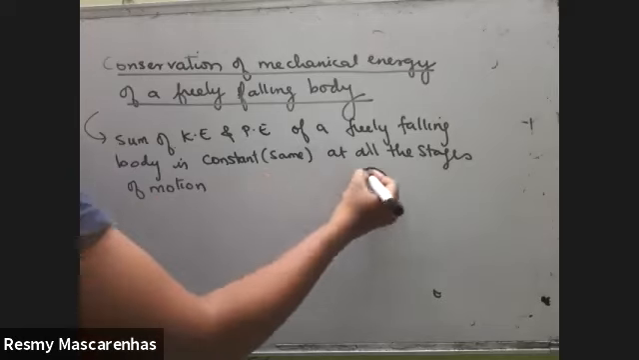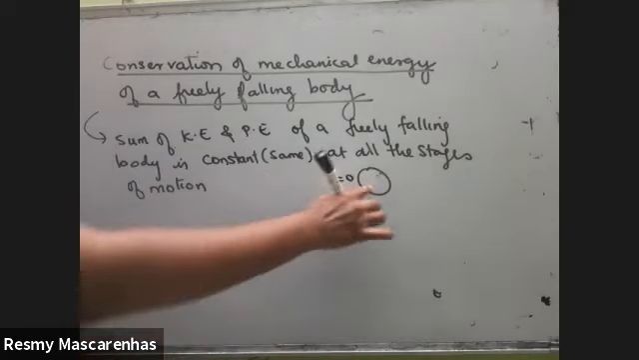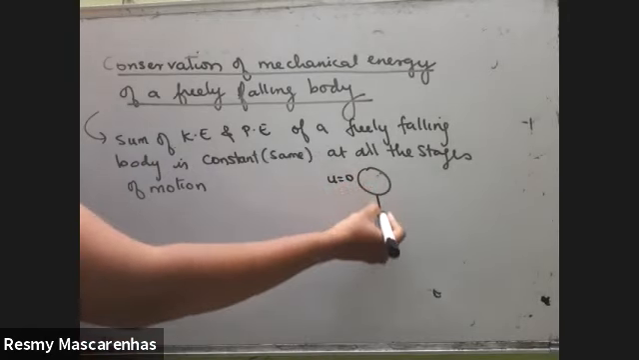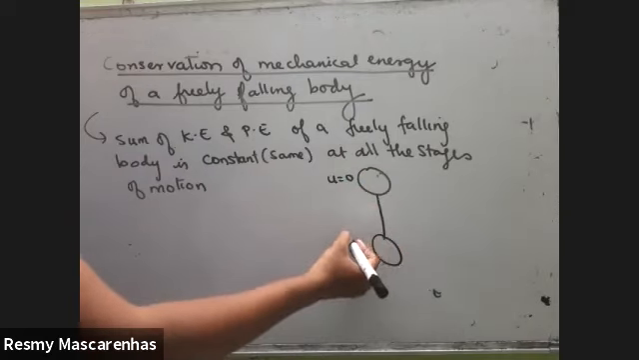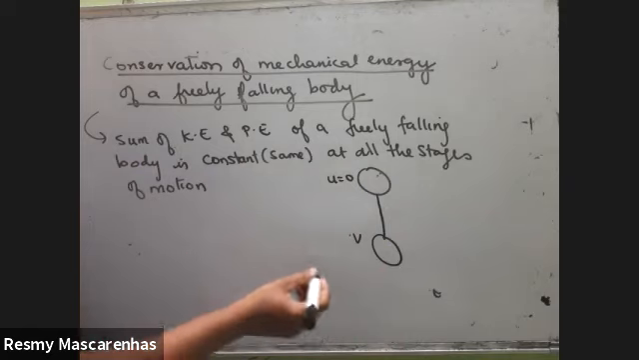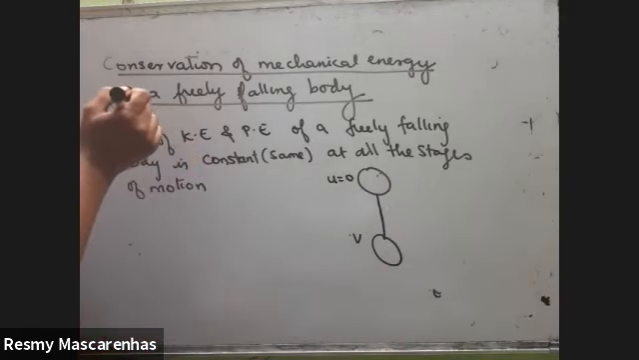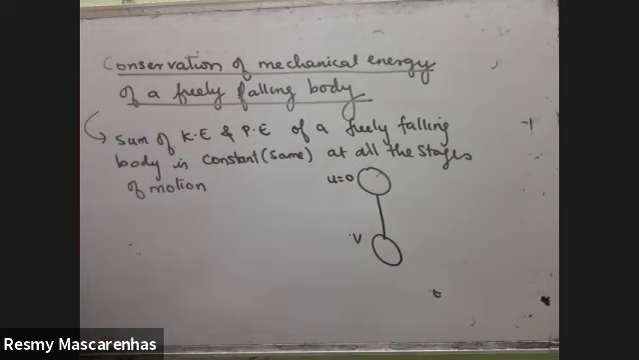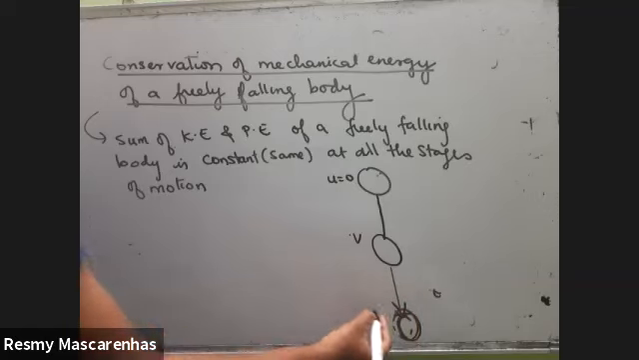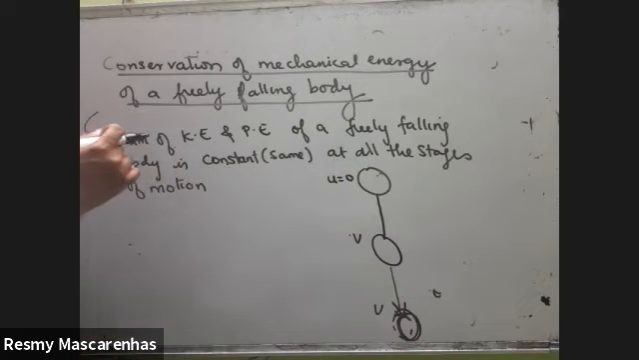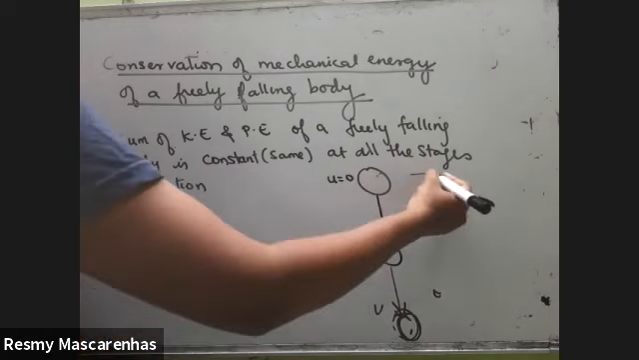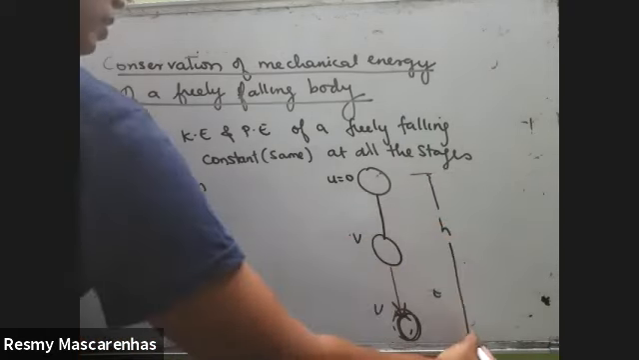So quickly draw this diagram. So initially it is at some height. The initial velocity is 0. Then you drop it. So in the middle it might reach some velocity. And then one more towards the ground. Total height will be h from here to the ground.